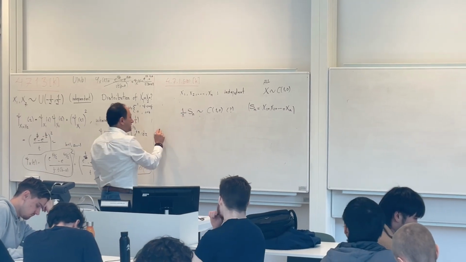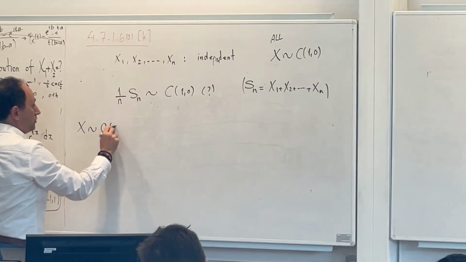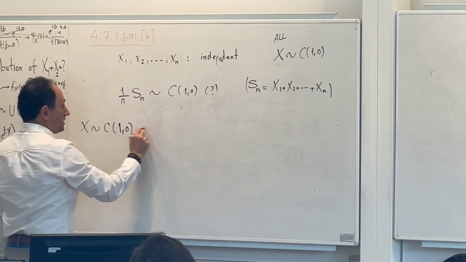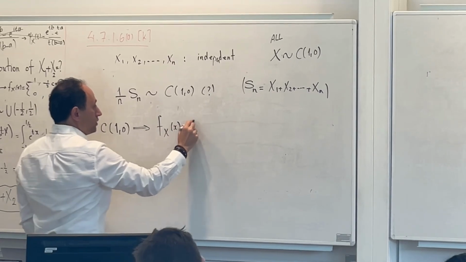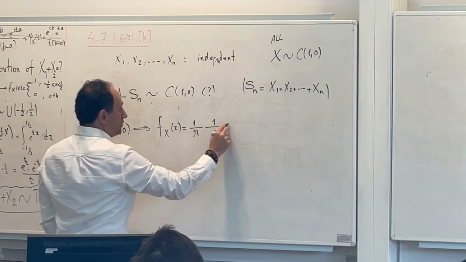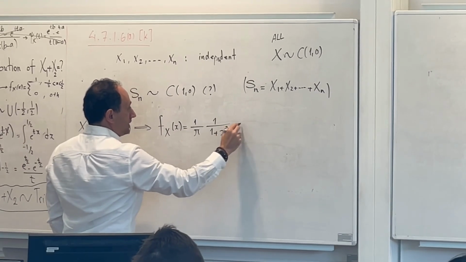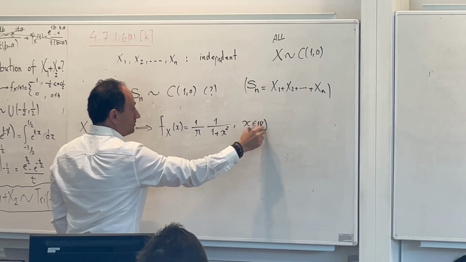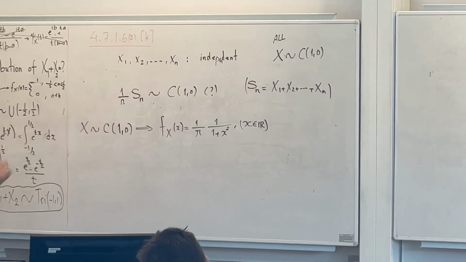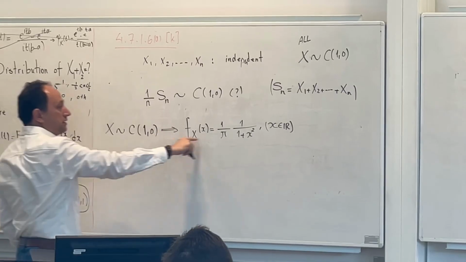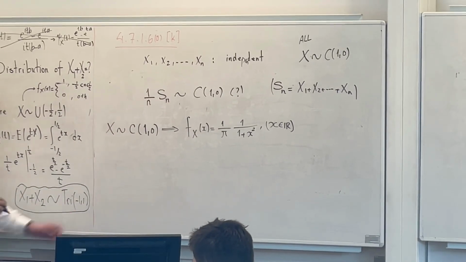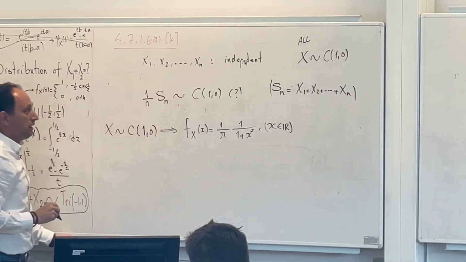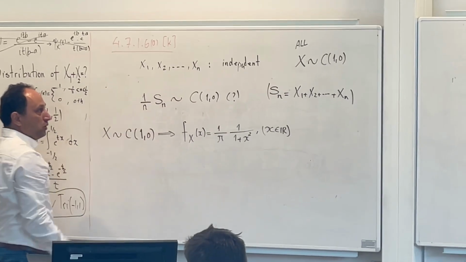Okay, first of all, what is the translation of this? You need to look it up in your table. Yes, I told you in the beginning. So this means f of x is equal to 1 over pi, 1 over 1 plus x squared, if x is real. This is the meaning of this sentence. All of these are distributed in this form. Okay? That's the Cauchy distribution with parameters 1 and 0.